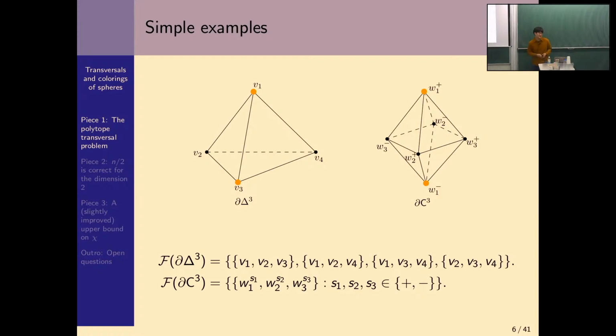So this becomes the transversal. On the other hand, for an octahedron, as you can see, there are 8 facets here, and so we can choose the 2 antipodal vertices here as a transversal, W1 plus and W1 minus. Okay, so this is how we get a transversal from a polytope.